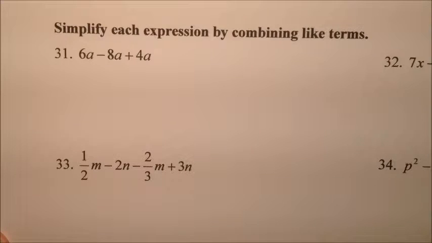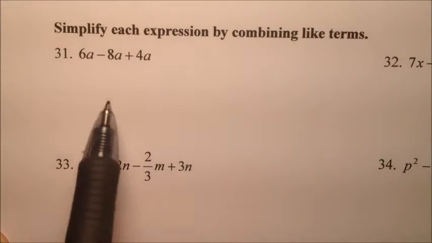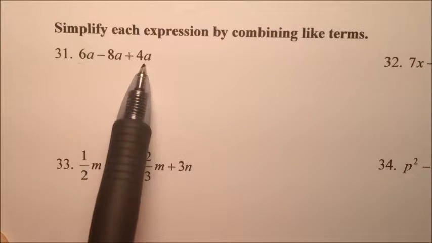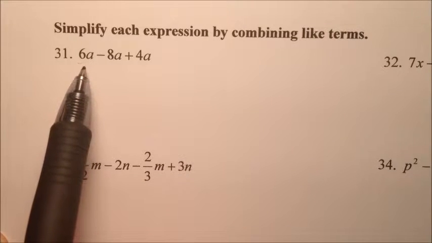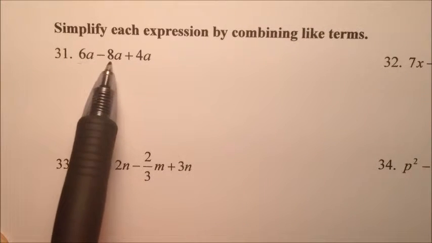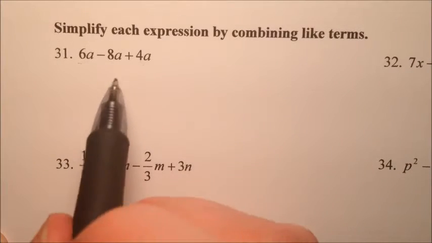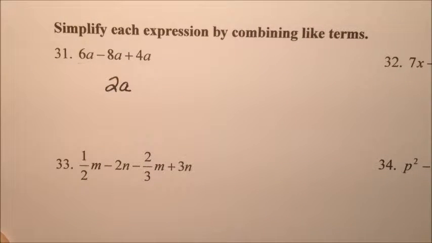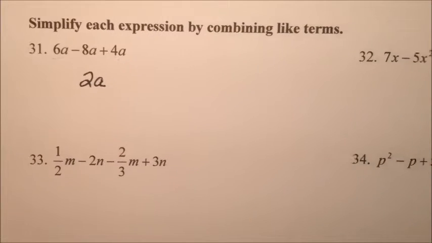In this next set of problems, we're told to simplify each expression by combining like terms. So recall, a like term is any term or set of terms that have the same variables and the same exponents on those variables. So here we've got 6a minus 8a plus 4a. All of them have a's, so they're all like terms. When they're all like terms, we just add or subtract their coefficients, which is the number out front. So 6 minus 8 will be negative 2, and negative 2 plus 4 will be 2. And the a just tags along for the ride since it is the term that makes them like. So number 31 is 2a.